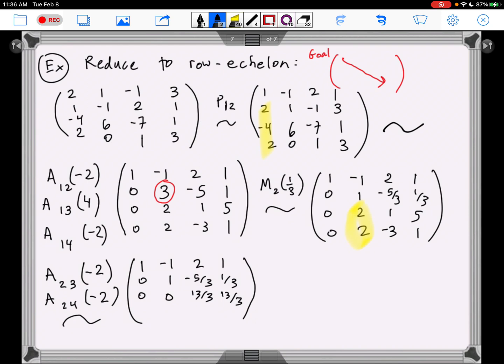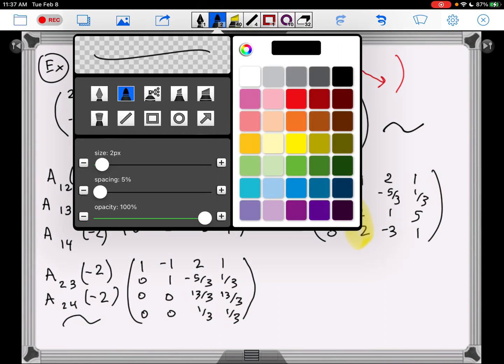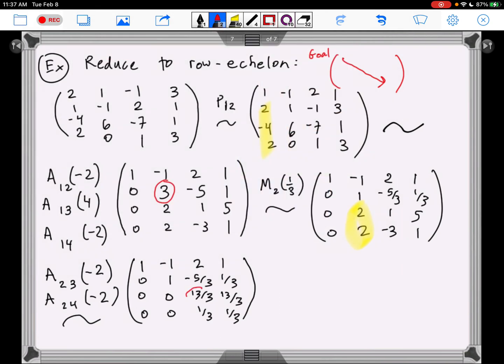Okay, what about the last one? I've already worked this one out. It's 0, 0, 1/3, and 1/3. Okay, so we're done with those two. Now we need to work on this guy. We need to turn that guy into a 1. So we're going to multiply row 3 by 3 over 13.